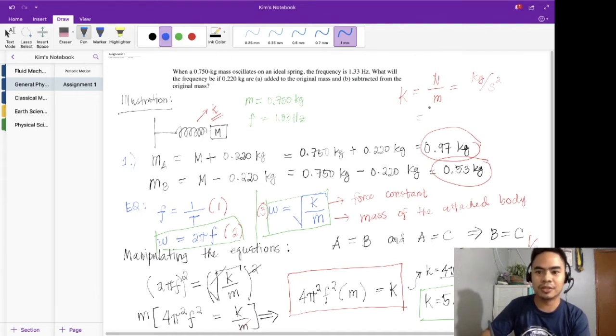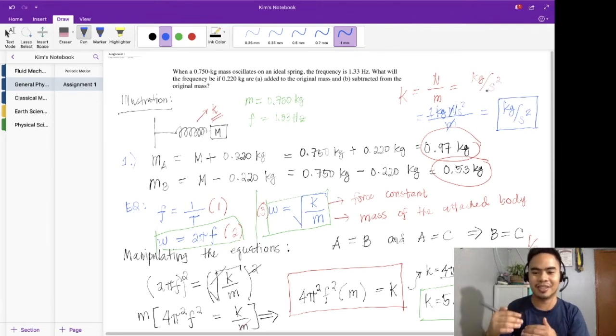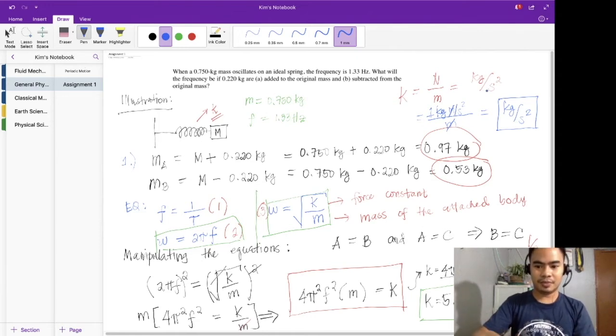So 1 Newton is 1 kilogram meter per second squared, divided by meters here. So let's see what will happen. The meters will cancel out, so you are left with kilograms per second squared. So yes, Newton per meter is simply kilogram per second squared if you simplify it. You need to remember that the force constant K is 52.38.